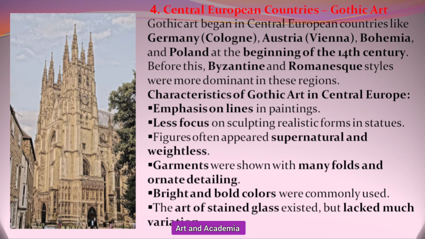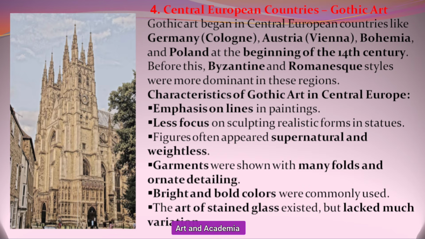Central European countries, Gothic art. Gothic art began in Central European countries like Germany, Cologne, Austria, Vienna, Bohemia, and Poland at the beginning of the 14th century. Before this, Byzantine and Romanesque styles were more dominant in these regions.